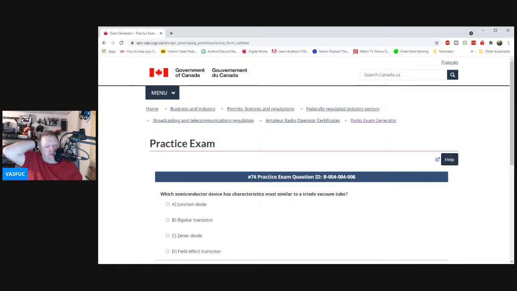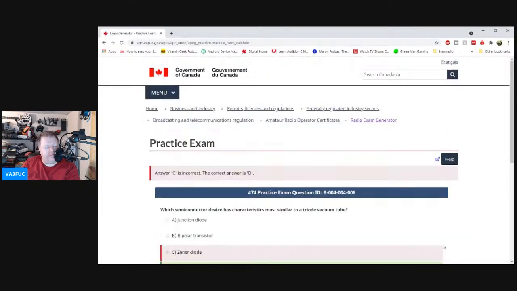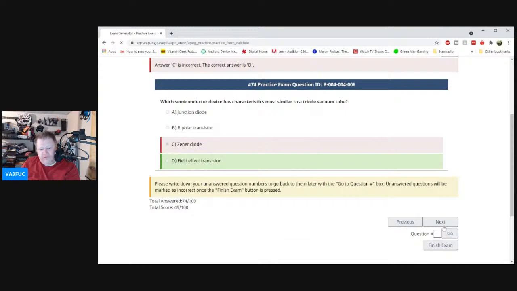What semiconductor device has characteristics most similar to a triode vacuum tube? Would that be a junction diode, a bipolar transistor, a Zener diode, or a field effect transistor? I believe it's the diode. Nope, it is a field effect transistor.